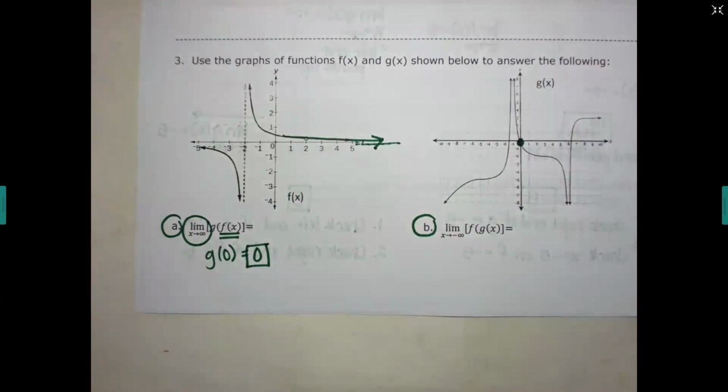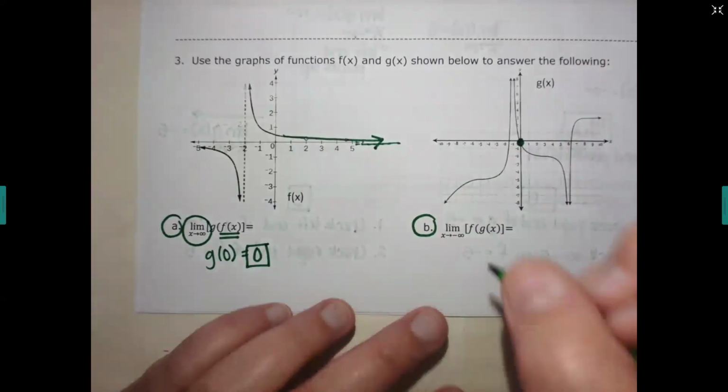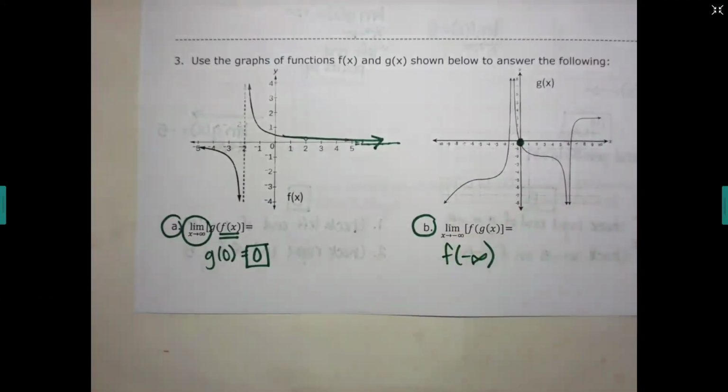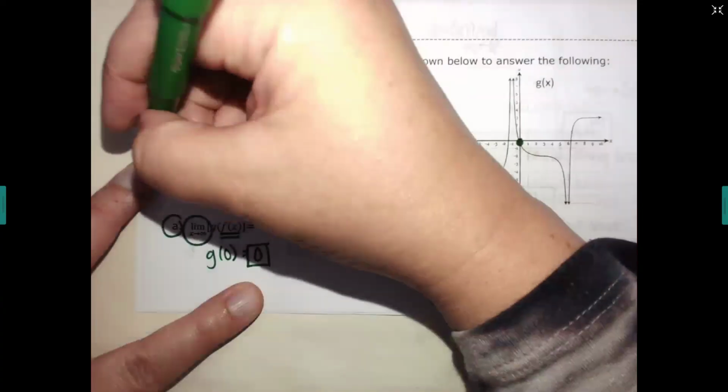Okay, for the second one, I want x to -infinity. Is that left or right end? Left end on which graph? G. What is the left end of g doing? Going down to what? -infinity. Then I'm going to look at f of -infinity. -infinity is which end? The right end or the left end? Left end. And what is the left end of f doing? Going to 0.